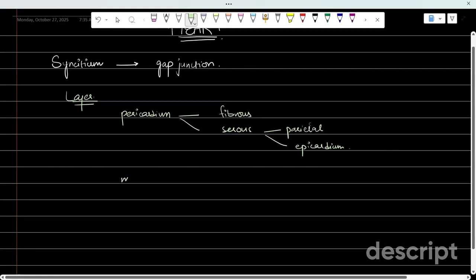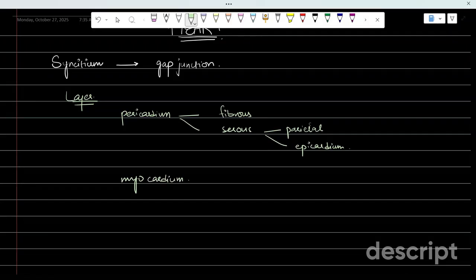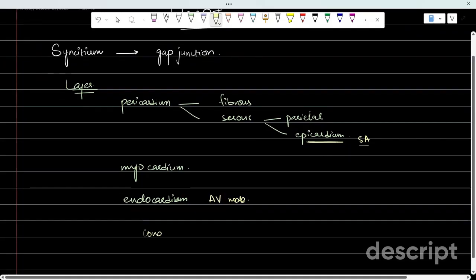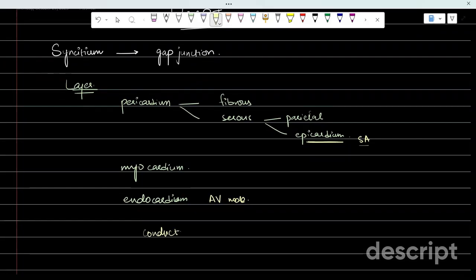Then we have the myocardium, which is the main muscular layer and is responsible for the contractility. And we have the endocardium, which is an endothelial layer associated with the lining of the chambers and the valves. So the SA node is present in the subepicardium, that means just below the epicardium. The AV node is present in the endocardium and the conduction pathway is present in the subendocardium, that means below the endocardium.